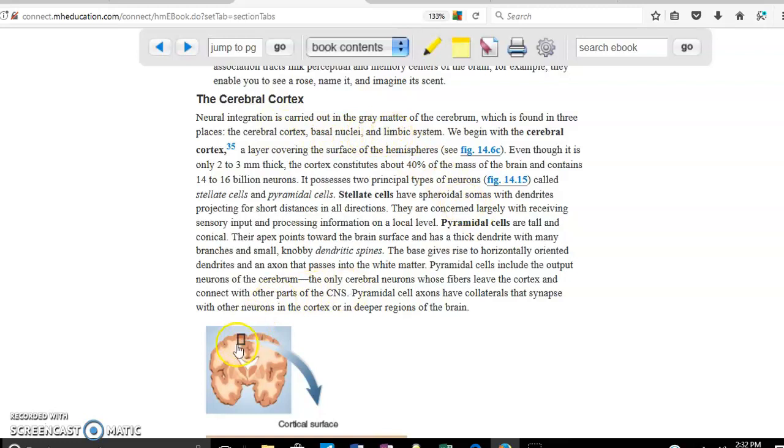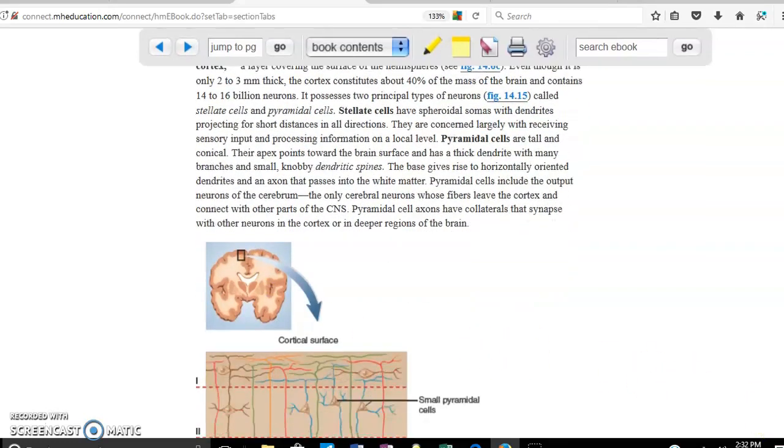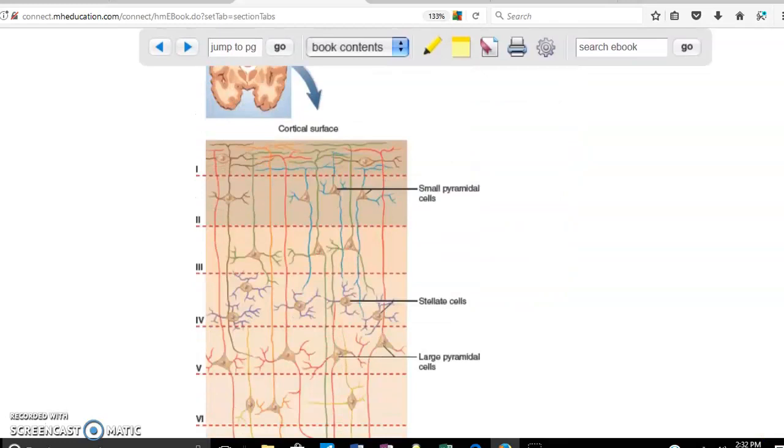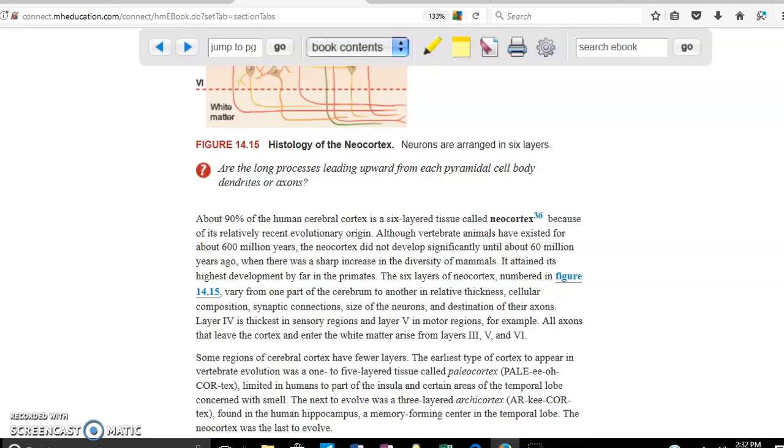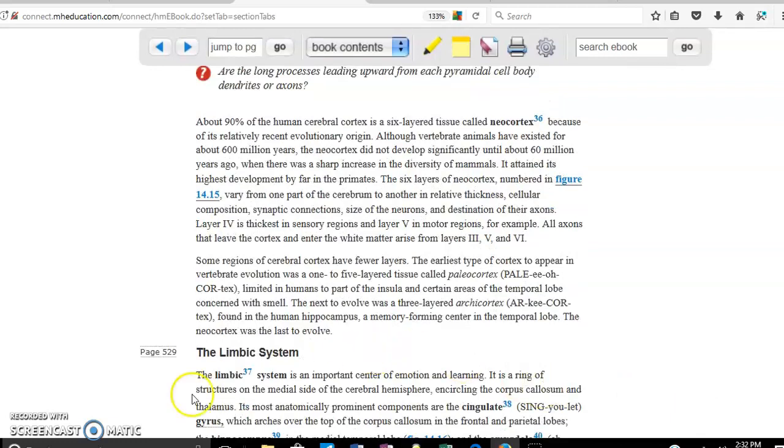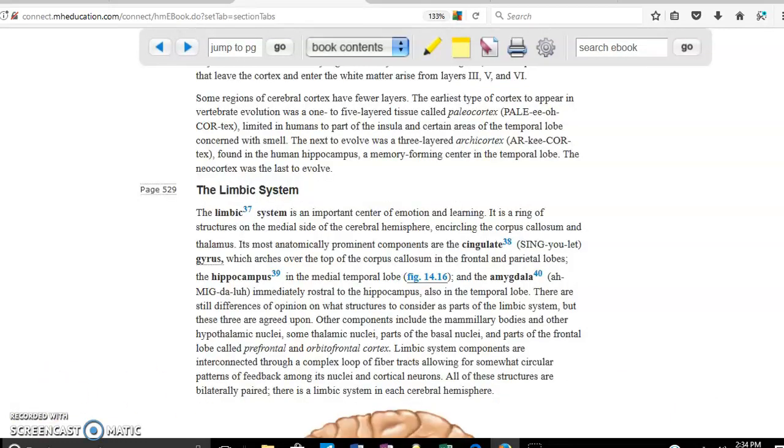If we enlarge this area, we're going to see that there are very important cells right there in your cerebral cortex. Those cells are going to be pyramidal cells and stellate cells. This position that they have is in layers at the level of your cortex. So if you keep scrolling down, you have the limbic system. So the limbic system is a very important area for emotion and learning.